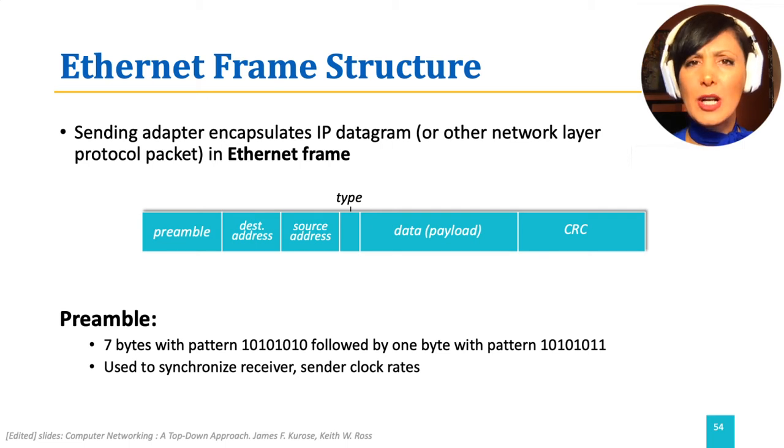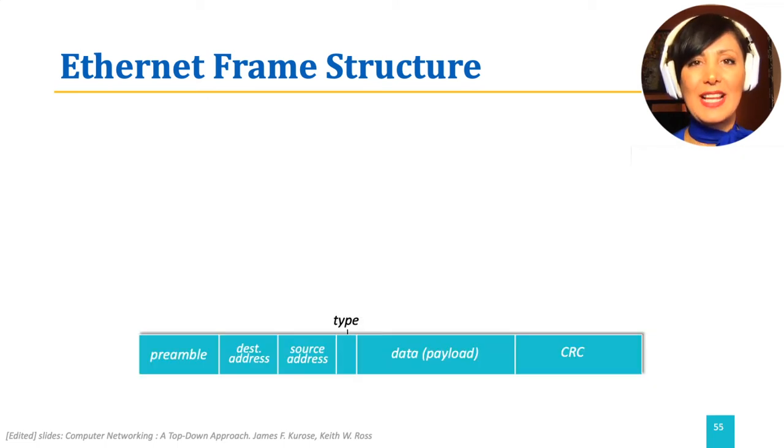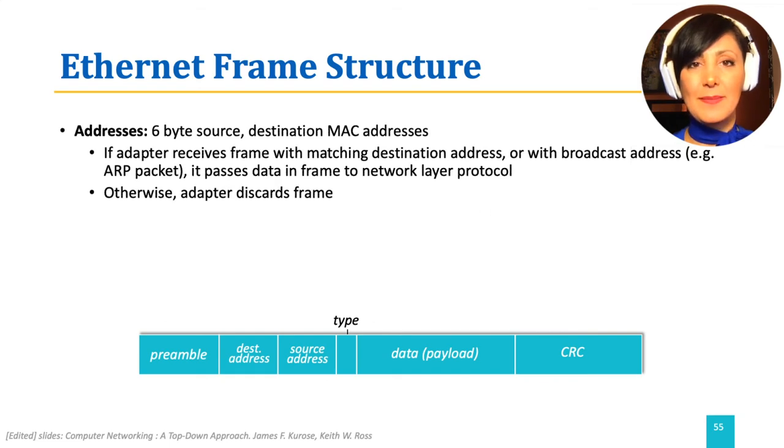You may wonder why this preamble is used. It is used to absorb the drift of the clocks while the two adapters on the two sides are trying to synchronize their clocks to start communicating. The next fields are the destination and source MAC addresses. If an adapter receives a frame with a matching destination MAC address or with the broadcast MAC address, as we saw in the ARP protocol, it passes the data within the frame to the network layer protocol.